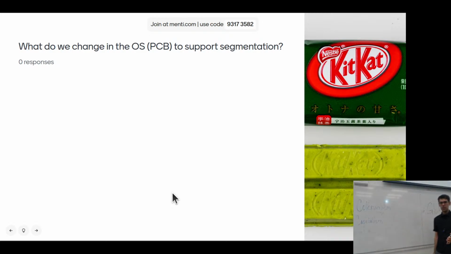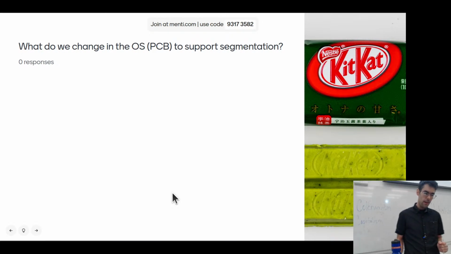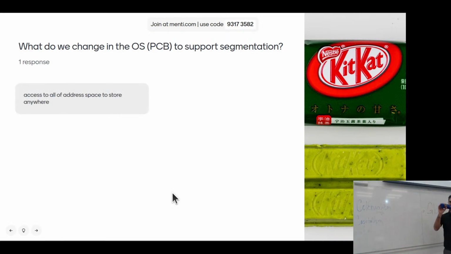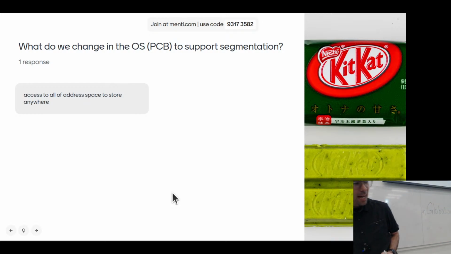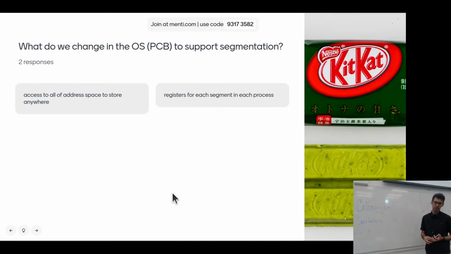What do we have to change in terms of our operating system to be able to support the change that we've made with segmentation compared to what we had with base and bounds? With base and bounds, we had to have at least a register, at least a value in our PCB to support which segment or which partition we're getting our stuff put into. How does it have to change with segmentation? We could have access to the whole address space to store anywhere.